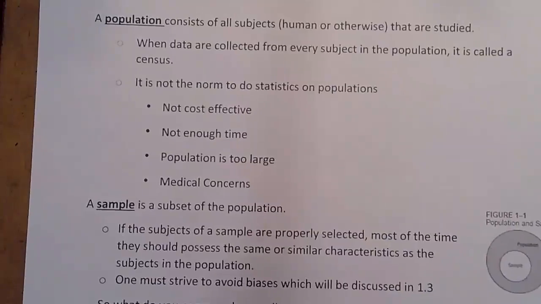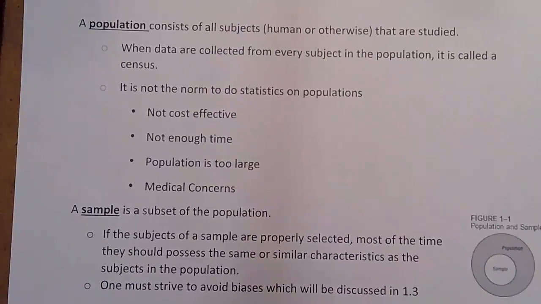So we have a population. The population consists of all subjects, either human or otherwise, that are studied. When data are collected from every subject in the population, it's called a census. By the way, the census is taking place right now, and if you haven't had a chance to participate, it would be very helpful because the state is able to gain monies from the contributions of the people who live in the state for participating in the census, and you can provide monies that will help improve our situations like our roads and things like that.